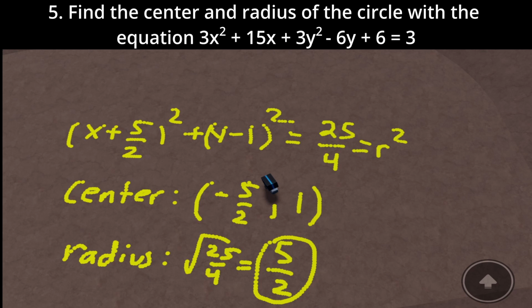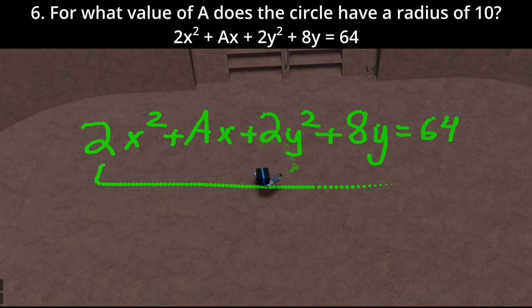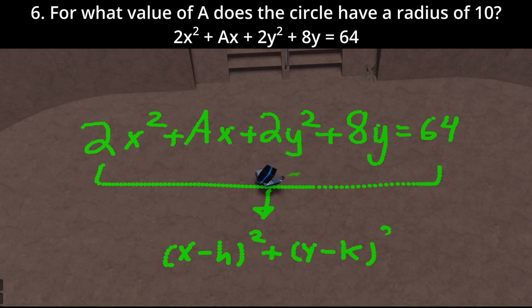So that's it. The center of the circle is minus 5 over 2, comma 1, and the radius is just 5 over 2. This problem says, for what value of a does the circle have a radius of 10? And our circle equation is 2x squared plus ax plus 2y squared plus 8y is equal to 64. So I need to find what value for a gives this circle a radius of 10. To do that, I need to transform this whole equation into standard form, which is x minus h squared plus y minus k squared is equal to r squared.